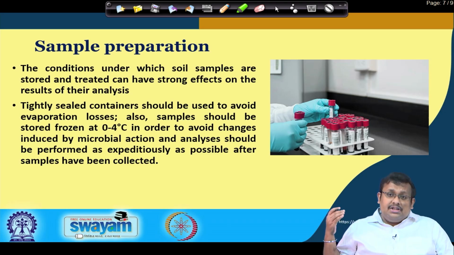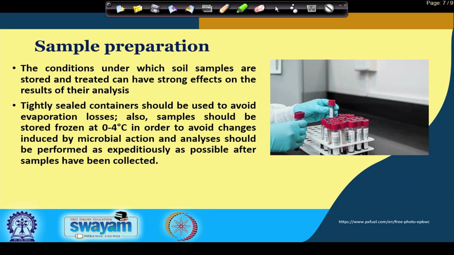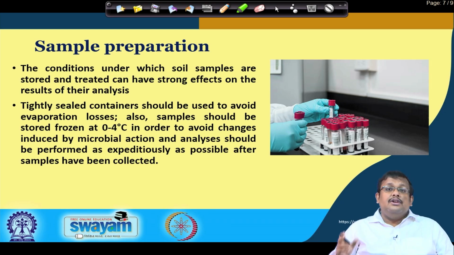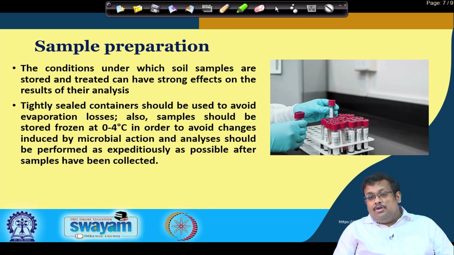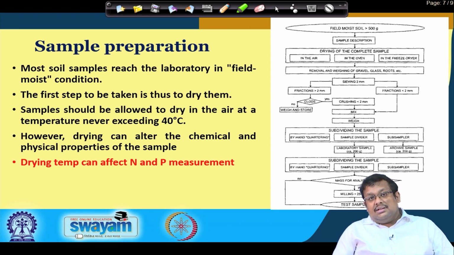Now, to stop that microbial activity, generally the scientists keep the soil samples tightly in vials at 0 to 4 degrees centigrade and store them, and analysis is generally done as soon as possible after samples have been collected, so that no substantial changes occur. Now, remember that most samples reach the laboratory in field moist conditions.